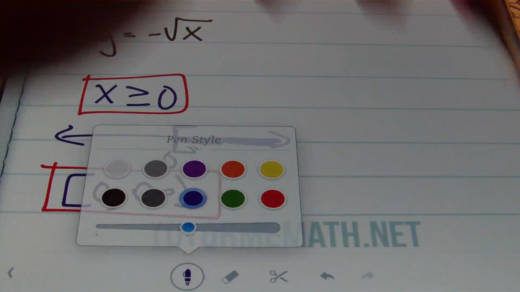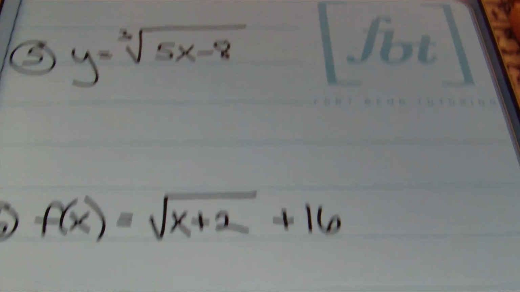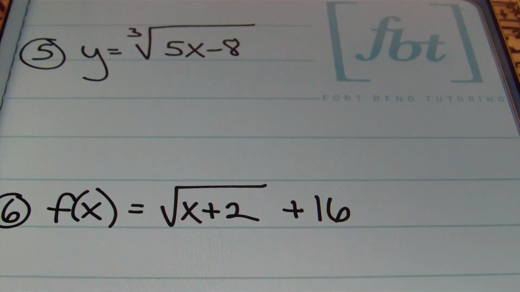Let us continue on with problem number 5. I have y equals the cube root of 5x minus 8. Now remember, I just said that you can never take the square root of a negative value when you're dealing with these functions. I never said anything about the odd roots, right? Remember, that's because the odd roots are a-okay.